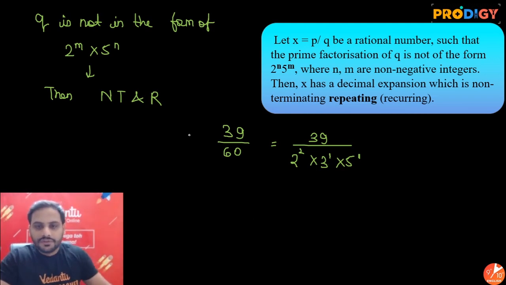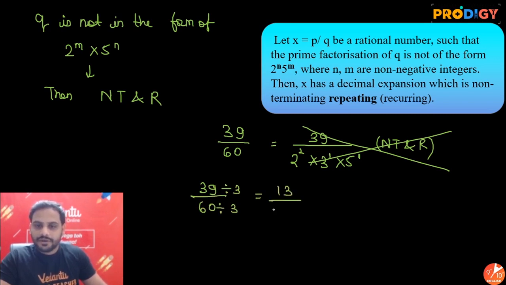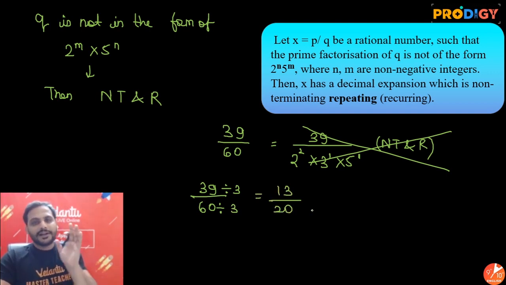It is not simplified yet. It can be simplified further. So if you say non-terminating and recurring, I will give a big wrong. First simplify it. So 39 by 60, I can divide both the numerator and denominator by 3. 13 3s are 39, and 20 3s are 60. 13 by 20, now it is in the simplest form. Now they cannot be simplified further. Now look at the value of q.